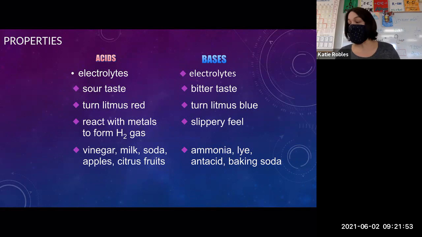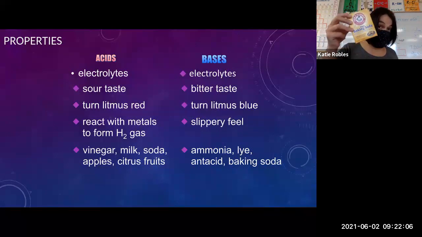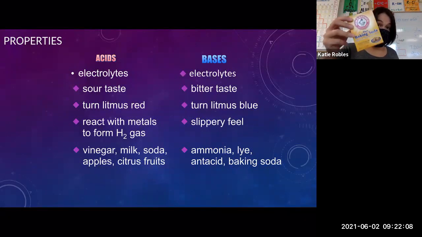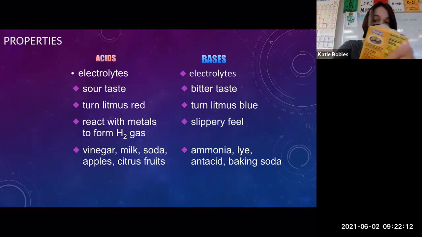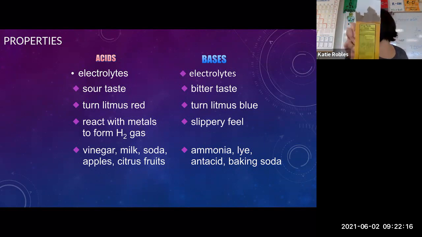Bases taste bitter. If your mom washes your mouth out with soap, that's because soap is a base and it tastes really bitter. If you've ever tasted baking soda by itself, it's one of the most bitter things you'll ever taste. And baking soda is obviously edible because we use it for baking. And it also is used as an antacid. So it's used as a medicine. It's not a very good antacid.